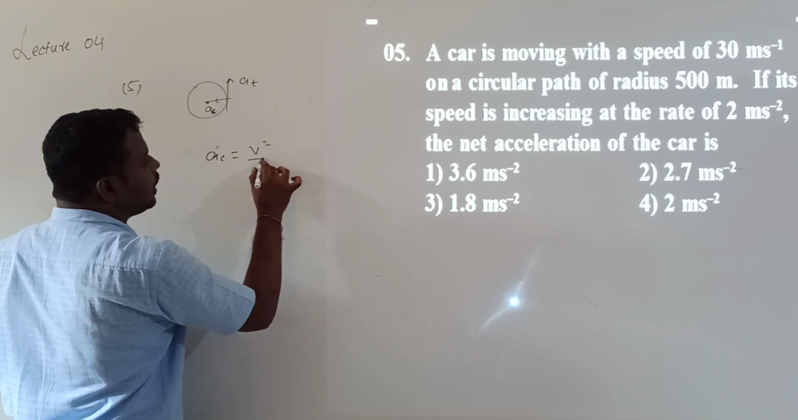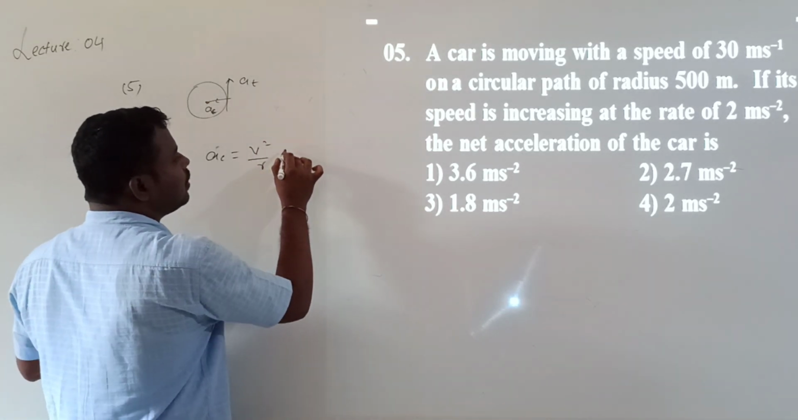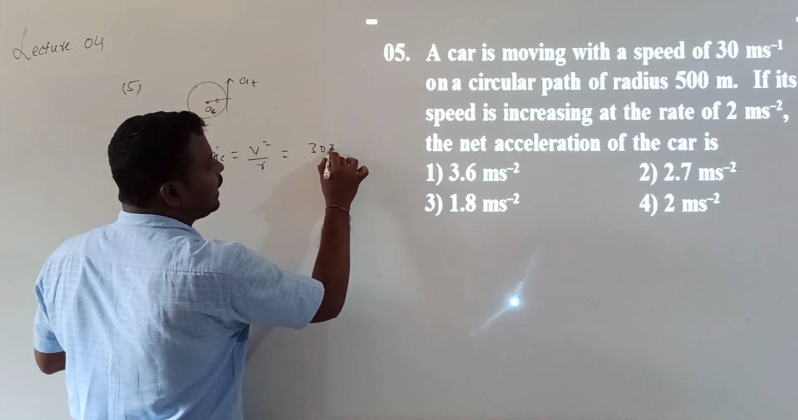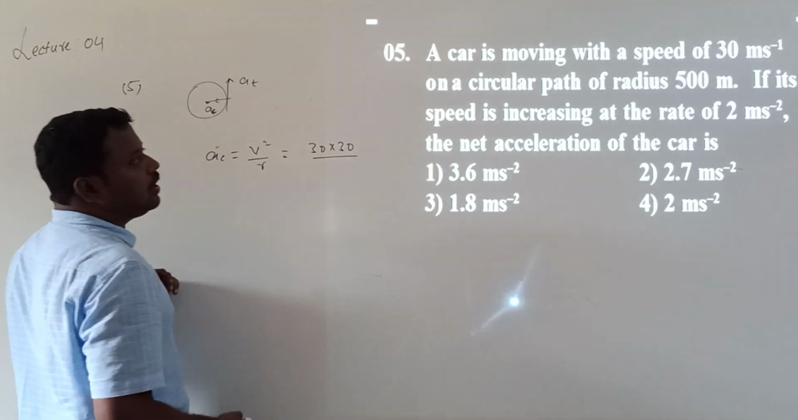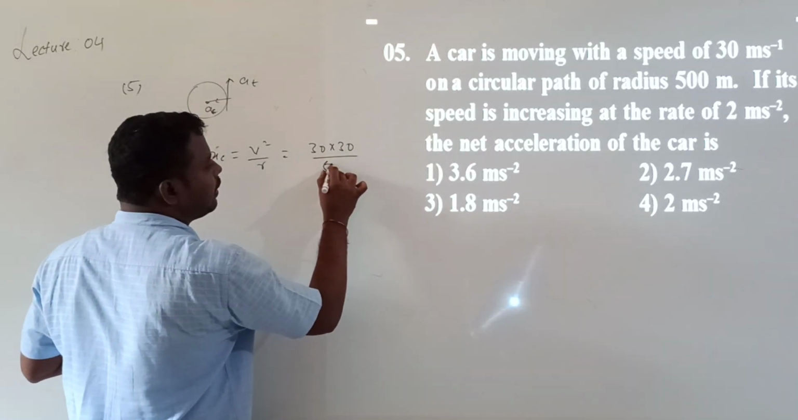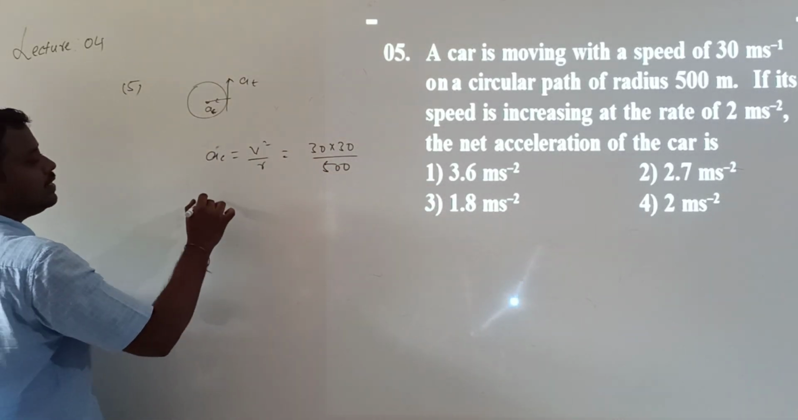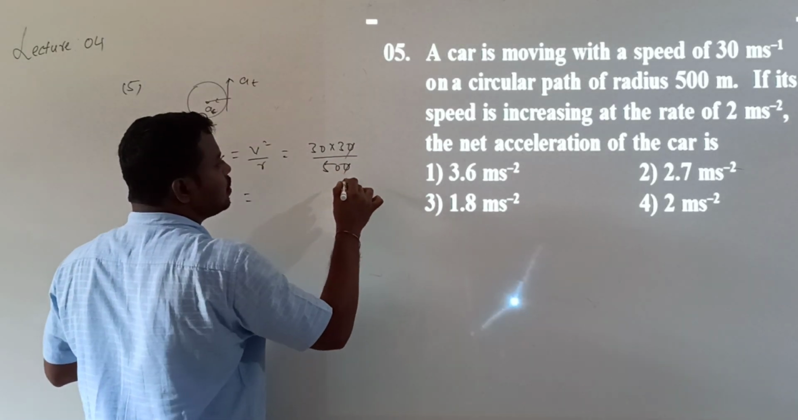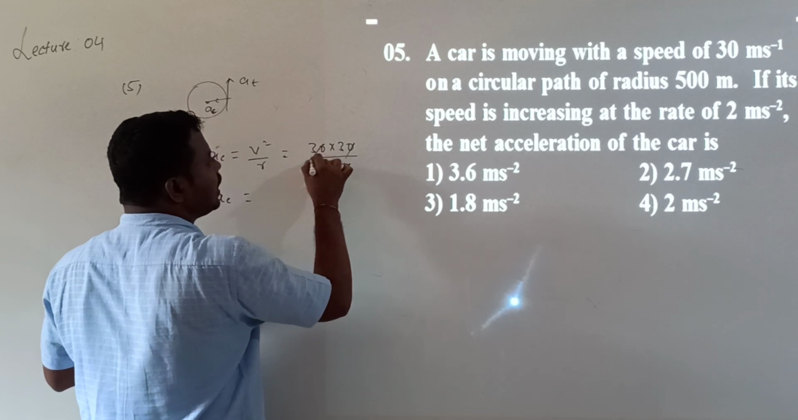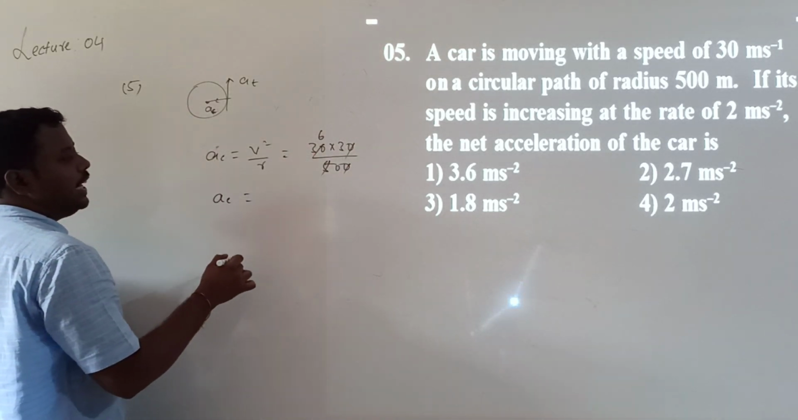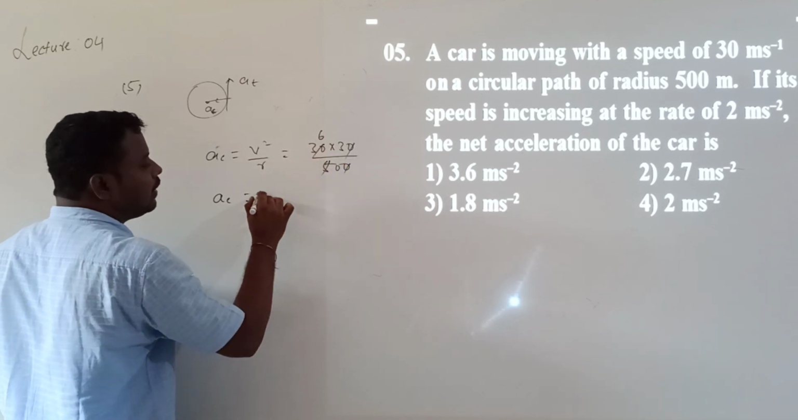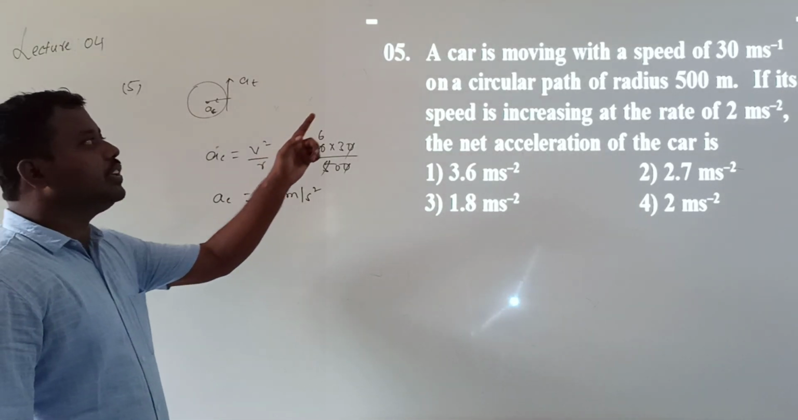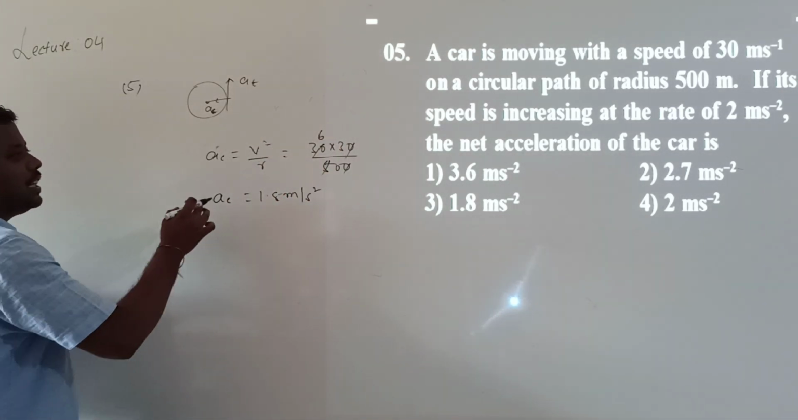AC is equal to V square divided by R. V is 30, so 30 into 30 divided by R. The radius of the circular path is 500. Then AC is 900 by 500, the zeros cancel, giving 9 by 5, which is 1.8 meter per second square. This is the acceleration of the car due to change in direction.